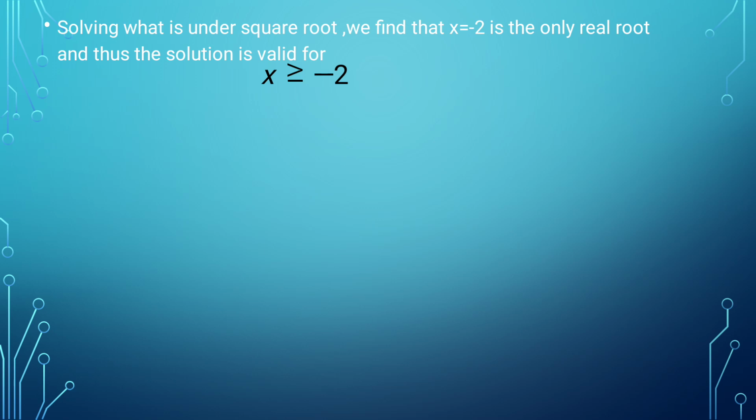So solving what is under the square root, we find that x is equal to -2, which is the only real root.